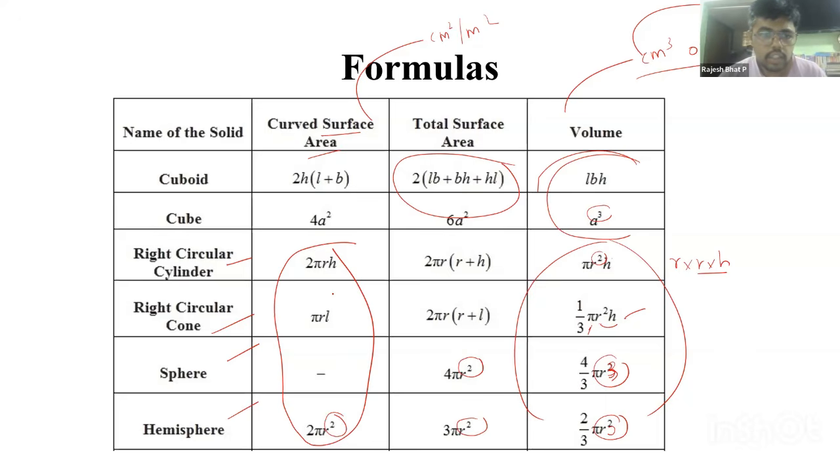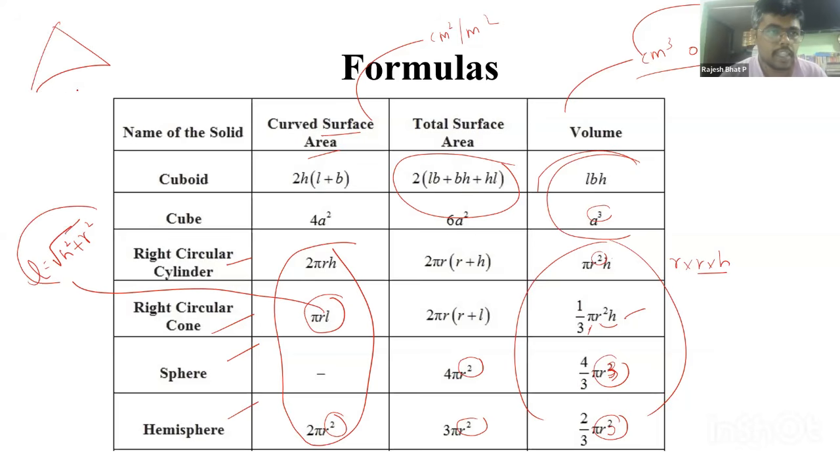Okay. And here, this is very important. Cone is the favorite shape. Why? Because in a cone, there is this L. This is h square. L is equal to square root of h square plus r square. The cone is the only shape where you have the slant height. This is height, this is radius, this is L, the slant height. The only shape where there is slant height is your cone.